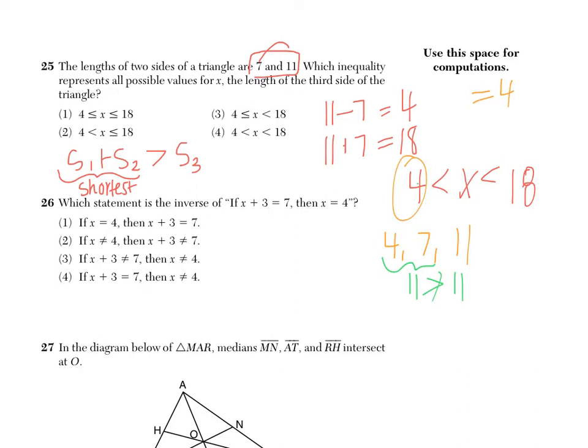Same thing goes with 18. We would have 7, 11, and 18. The two shortest sides, summed, give you 18. 18 is not greater than 18. So again, strictly less than symbols. Choice 4.